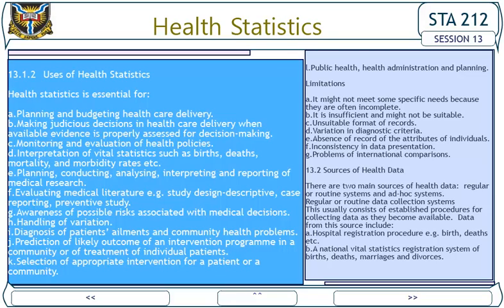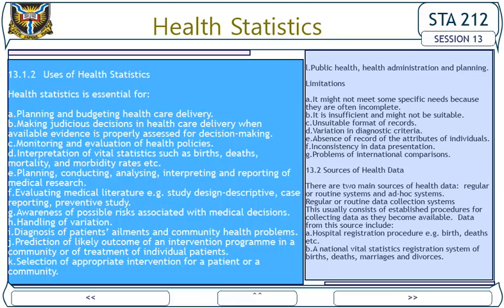G. Awareness of possible risk associated with medical decisions. H. Handling of variation. I. Diagnosis of patients' ailments and community health problems. J. Prediction of likely outcome of an intervention program in a community or of treatment of individual patients. K. Selection of appropriate intervention for a patient or a community. L. Public health, health administration, and planning.